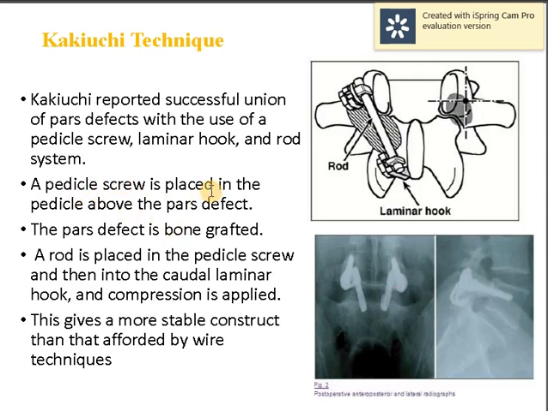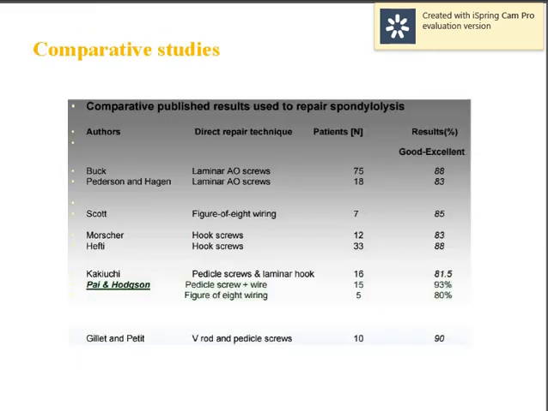So the pedicle screw is placed in the pedicle above the pars defect. The pars defect is bone grafted. A rod is placed on the pedicle screw and then into the caudal laminar hook, and compression is applied. This gives a more stable construct than afforded by wiring techniques. So this Kakiuchi technique is reported to give successful union of pars defects.